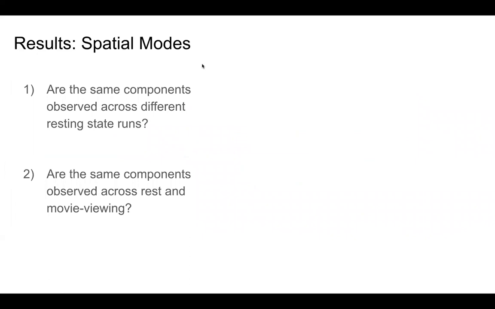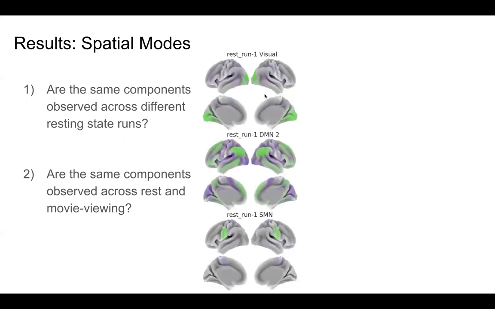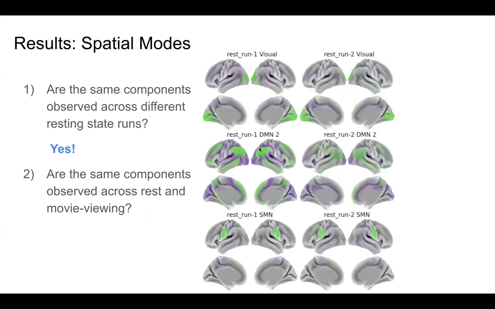Now we have a few questions. So the first question, are the same components observed across different resting state runs? So this has been shown by previous work from Andrew and quite strongly, but we want to just make sure that's still the case in this new data set. So just as an example, here's a visual network from resting state run 1, the default mode network subsystem 2s from resting state run 1, and also a somatomotor network. Just as an example, let's now compare that to resting state run 2, and you can see the answer is yes, they're actually pretty closely correlated here, it looks like.